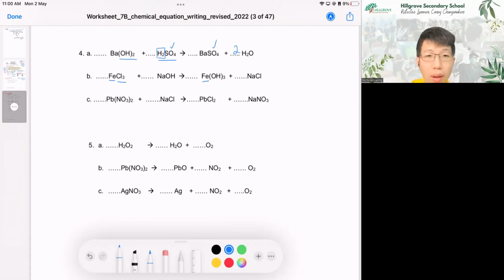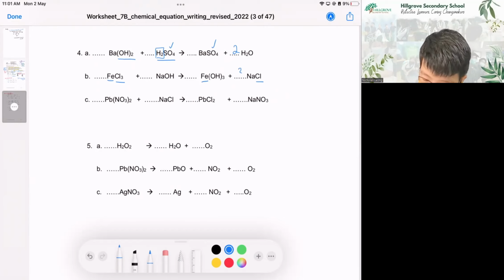There are 3 chloride ions found in iron 3 chloride, and there's only 1 chloride ion on the right side of the equation. So how do I balance it out to have 3 chloride ions? Okay, I'll need to have 3 sets of sodium chloride. In this case, I will have 3 chloride ions. So once we have 3 sets of sodium chloride, that means that I will have 3 sodium ions on the right side of the equation.